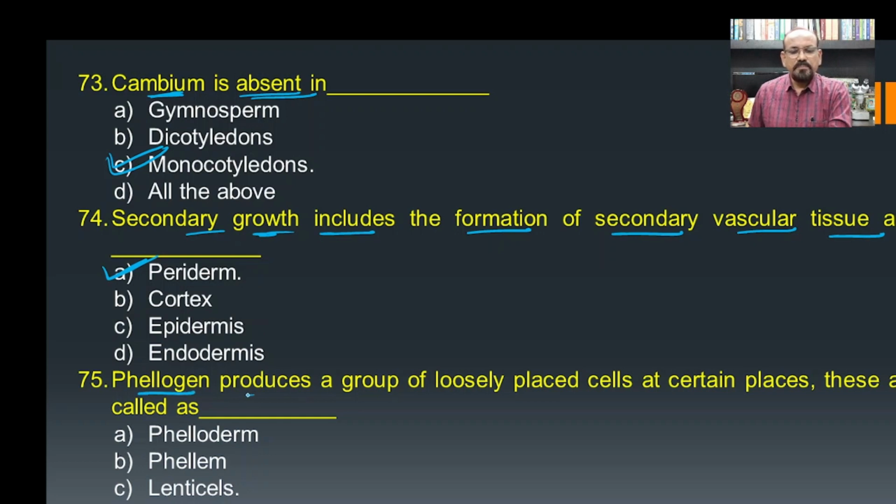Then the phellogen produces a group of loosely placed cells at certain places, and these are called lenticels, also called water stomata, which are formed during the secondary growth by the activity of the phellogen.